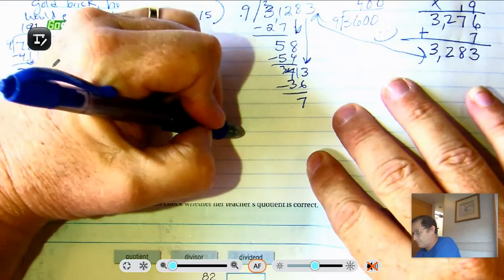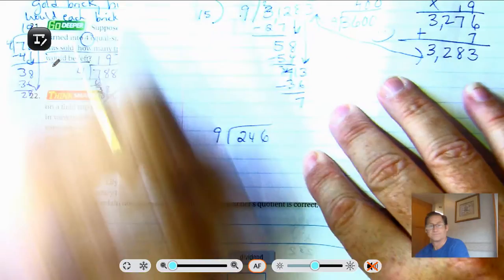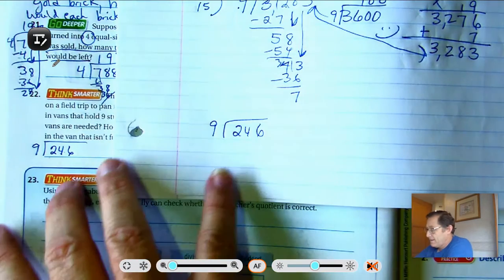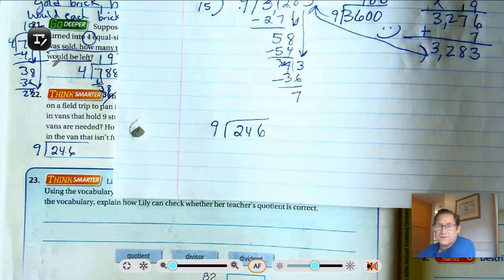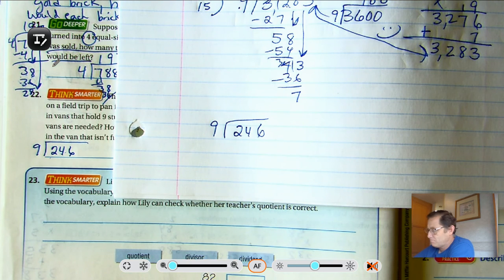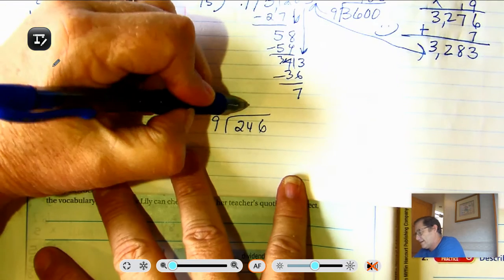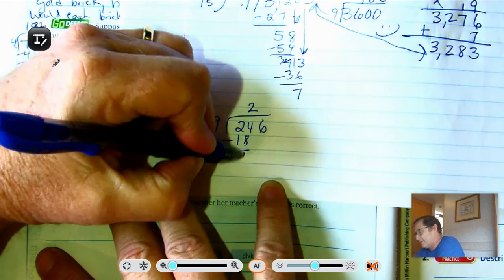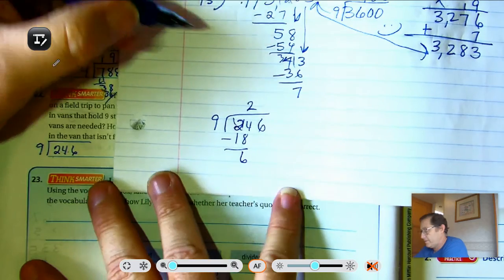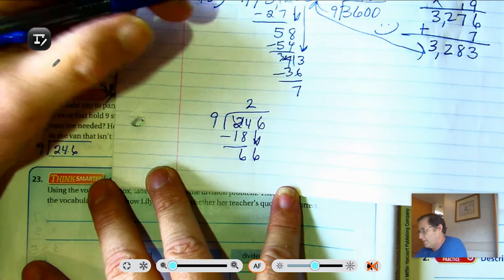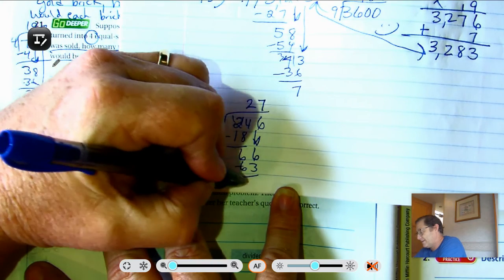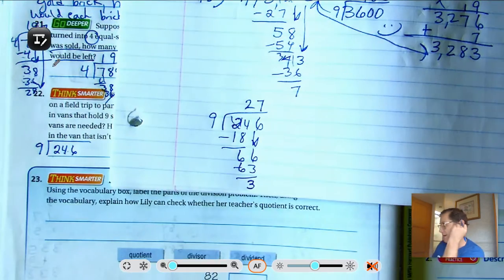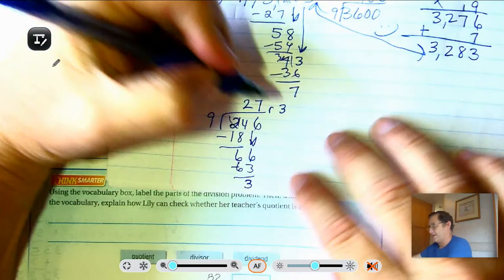So let's see what that would be. 246 divided by 9. So 24, that's close to 27. So I would guess about 30 students per van, roughly. So 9 times 2 is 18. Subtract, we get 6 tens left over. Bring down the other 6 ones. 66 ones divided by 9 is 7. 9 times 7 is 63. All right, so I get a remainder of 3.